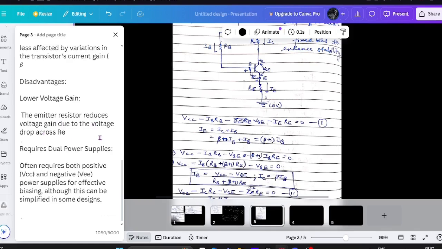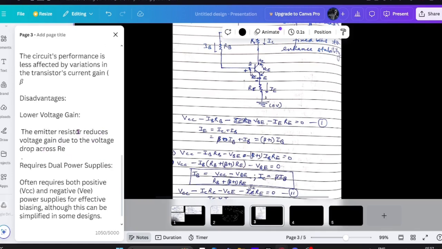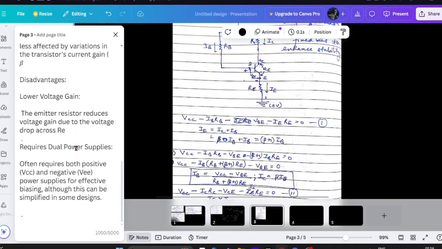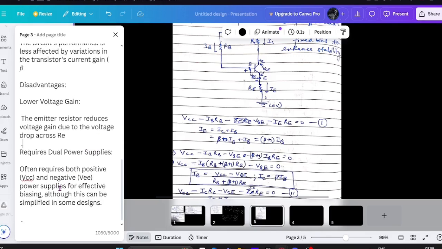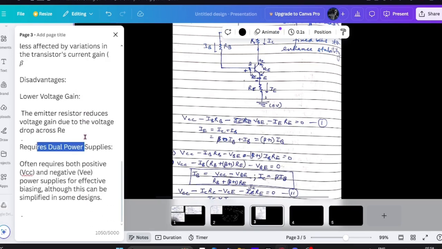Now, a few disadvantages would include the lower voltage gain, which says that the emitter resistor reduces the voltage gain due to the voltage drop across RE. The voltage drop across RE is heavily reduced in emitter bias configuration, and it requires dual power supplies. It often requires both VCC and negative VEE power supplies for effective biasing, although this can be simplified in some designs. This was never needed in base bias configuration because only one power supply was needed, which was VCC in itself. And here we need to opt for VEE, which is a negative power supply. Due to this simultaneous dual power supply, it could be a very optimal disadvantage in this very case.